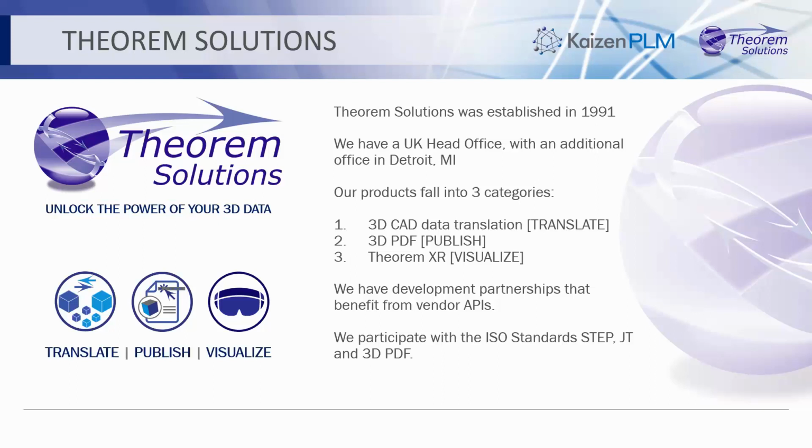It's important to note that all of our products are developed in partnership with vendors. So we use their APIs and libraries. You'll see a lot of mention today of NX and JT. We utilize the Siemens APIs and libraries for NX and the JT Open libraries. And therefore our products are developed by Theorem, but supported by Theorem and the CAD vendors themselves. You'll see a lot of discussion about direct translation today, but it's important to mention also the last point, which is we do support standards, ISO standards such as STEP, JT and 3D PDF, with 3D PDF being the predominant discussion today.